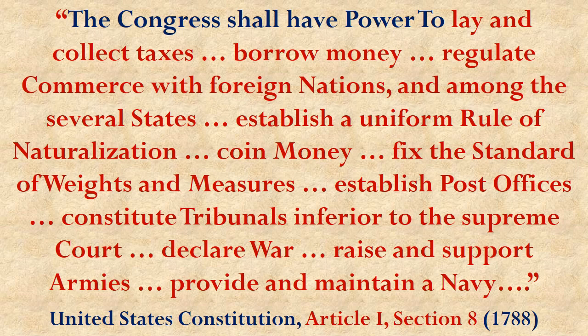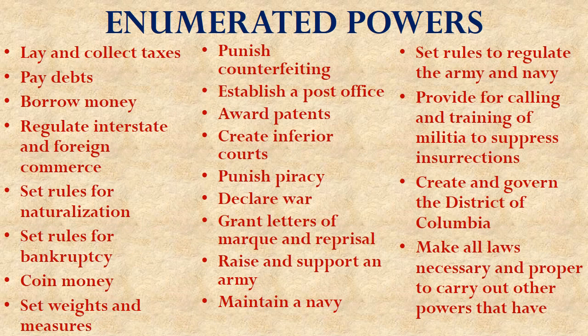The enumeration of powers is found in Article 1, Section 8 of the Constitution. And on this slide, you see some of the text of that enumeration of powers. Now notice it begins by saying, Congress shall have power to, and then it lists things that Congress has power to do. The entire list, which wouldn't fit on just this one slide, is seen on the next slide. These are all the enumerated powers that Congress is given in the United States Constitution.